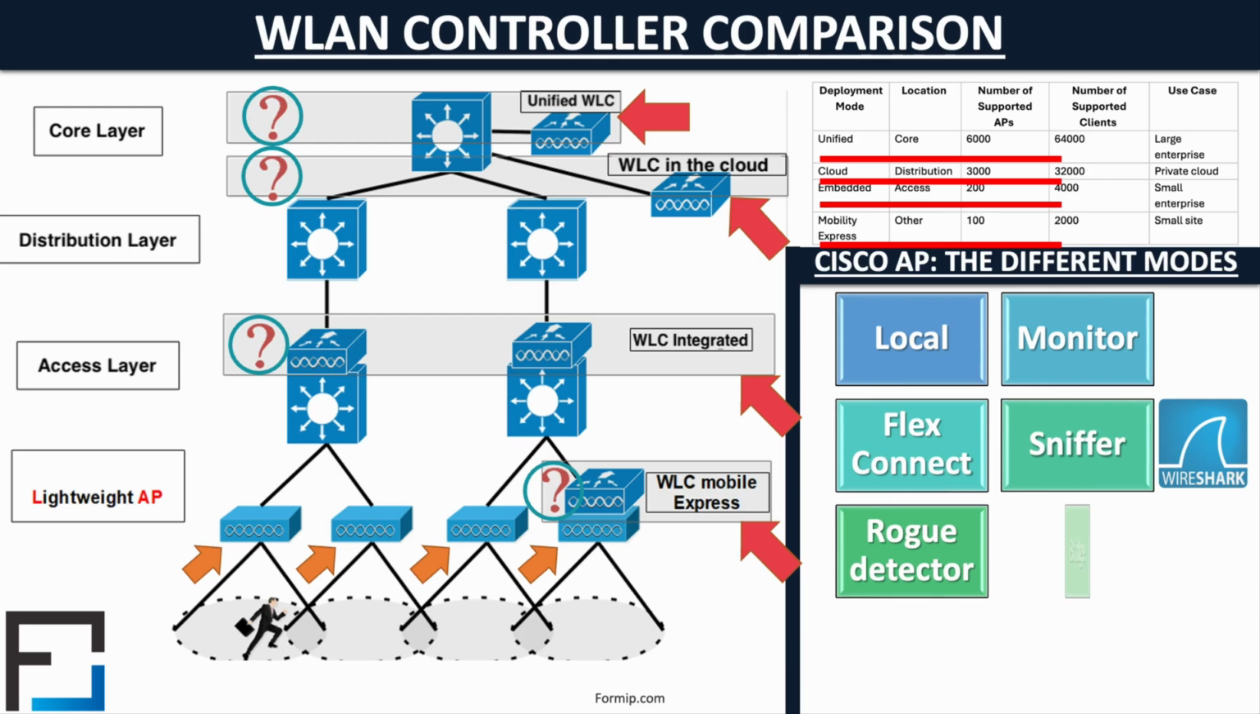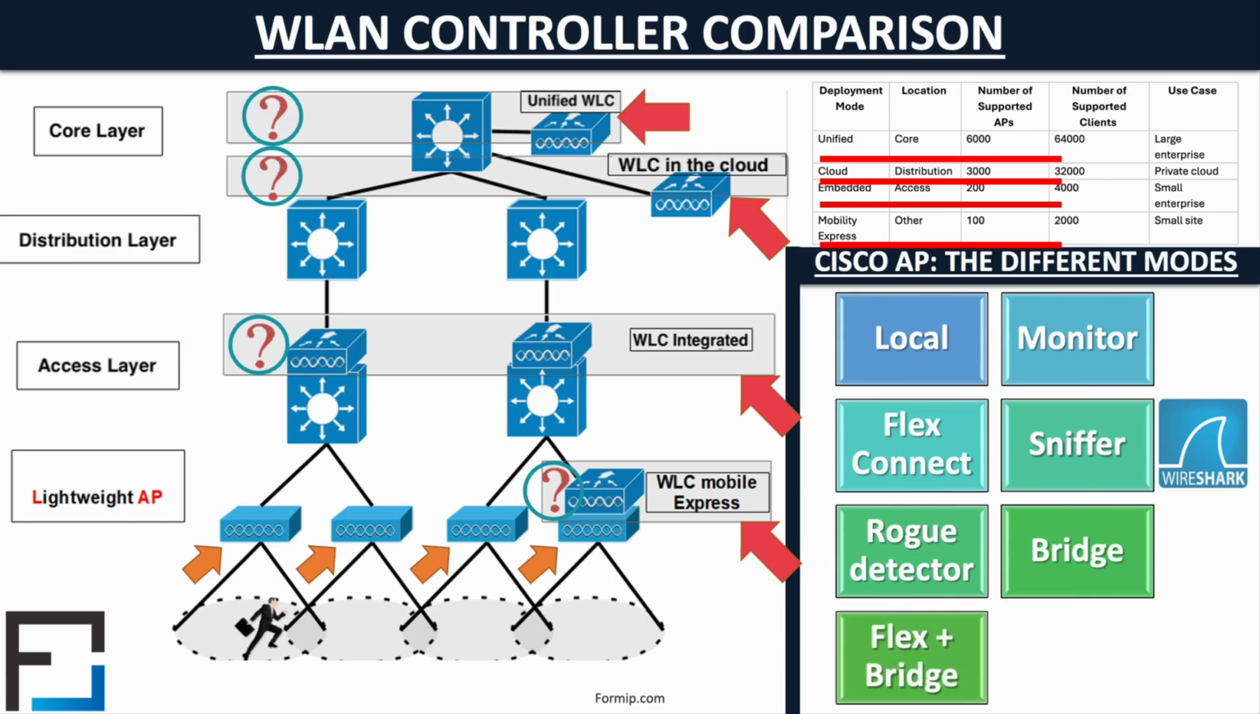Bridge mode turns the access point into a dedicated bridge between two networks, widely used to connect two locations separated by a certain distance. Multiple access points in bridge mode can form a mesh topology. Then we have the Flex plus Bridge mode, which is a mix between the two modes we saw just before. The FlexConnect mode works on a mesh access point. And the last mode is the SE-Connect mode. Here the access point uses its radio frequency radios on all wireless channels to look for interference. And that's it for the different Cisco access point modes.